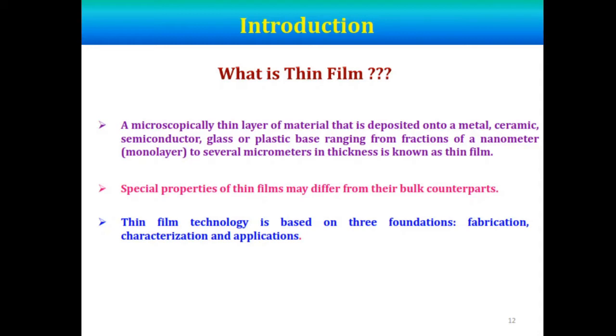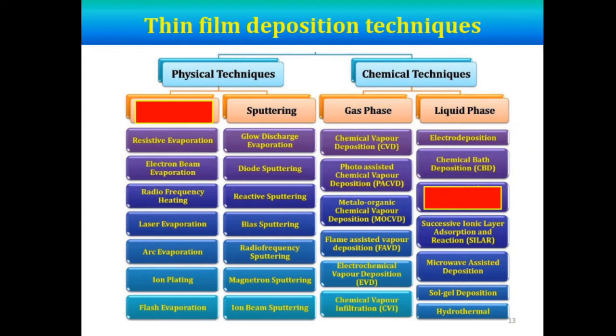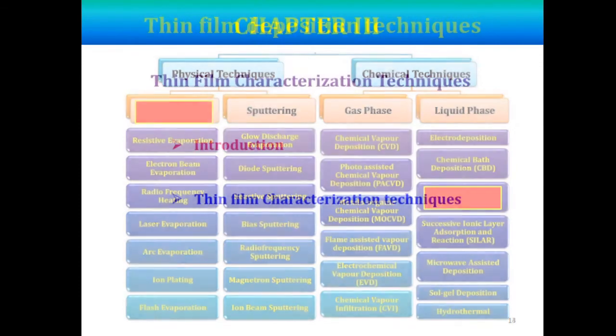Thin film technology is based on three foundations: fabrication, characterization, and applications. These are several thin film deposition techniques. The complete characterization of thin films can be done for optostructural and morphological characteristics such as phase analysis, compositional analysis, structural elucidation, microstructural analysis, and surface characterizations, which have strong bearing on the properties of material. Various methods used for characterization of these films are as shown in the table.